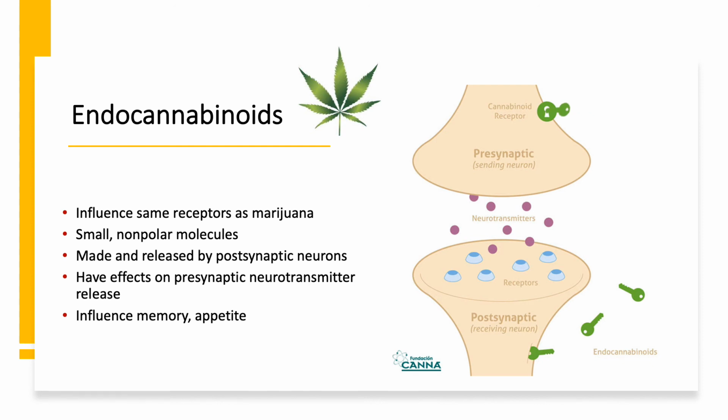Okay? And they have effects on presynaptic neurotransmitter release. So binding of that endocannabinoid is going to decrease neurotransmitter release from the presynaptic neuron. And it has the same effects that we kind of associate with marijuana or being high. It changes your learning and your memory, and it affects your appetite. It also helps suppress nausea.